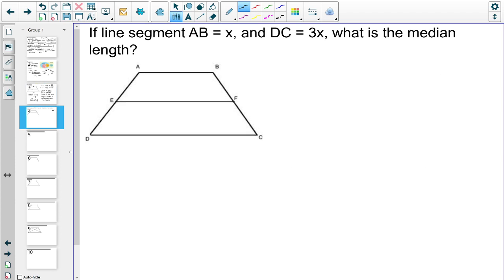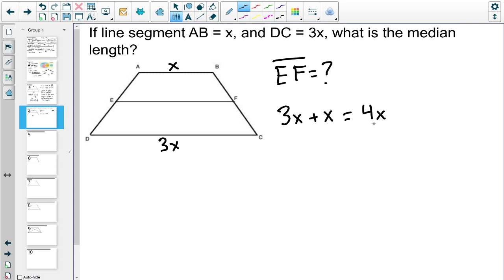So let's look here. If the line segment AB equals X, and the line segment DC equals 3X, what is the median length? So we're looking for EF. Well, let's use the information we just had. We said if we add the two base lengths together, getting us 4X, and divide by 2, we get our answer. The 3X plus X is going to be 4X, and we divide that by 2, and that's going to leave us with 2X.